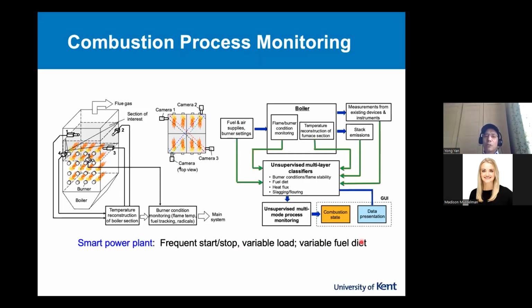All this creates so-called flexible operation conditions. They call that a smart power plant. All these variations create demand for modern measurement systems. How do we make sure the combustion process is optimized constantly, regardless of the changes in load, in fuel diet, or starting again after a short period of time? It's quite a challenge for people like us, like my team. How do we help the power industries to achieve constant optimization?